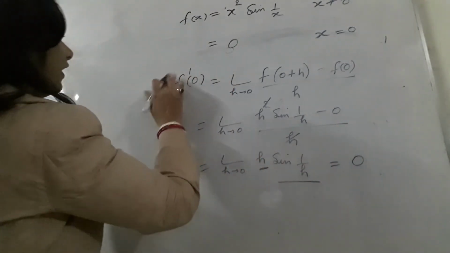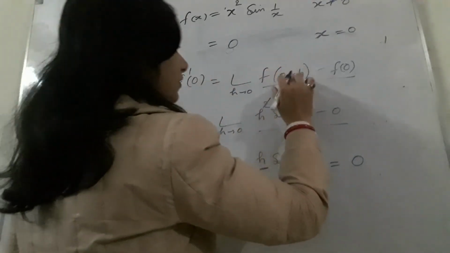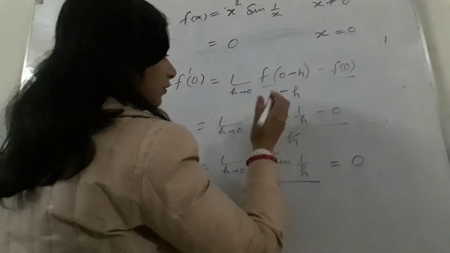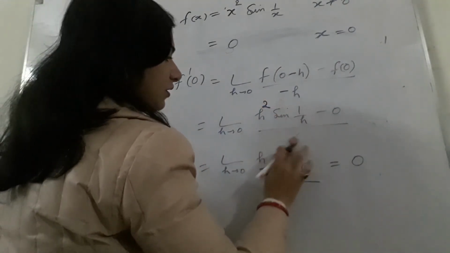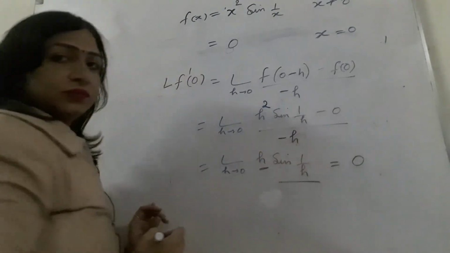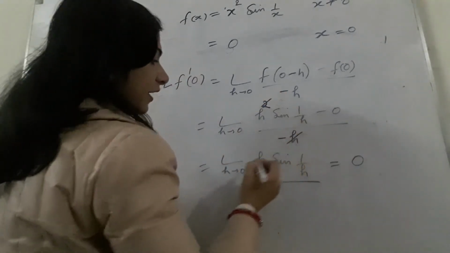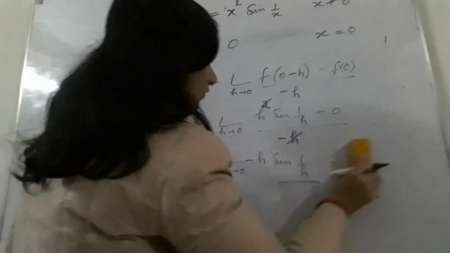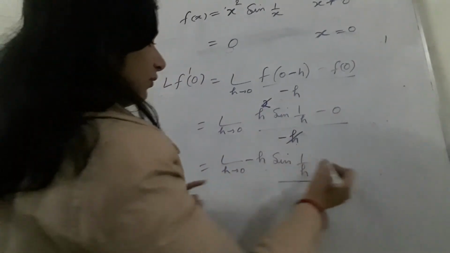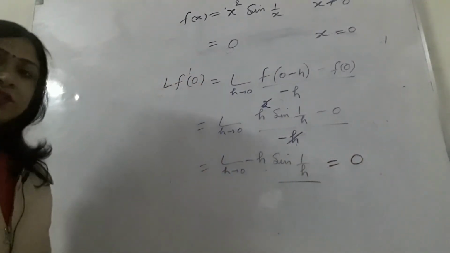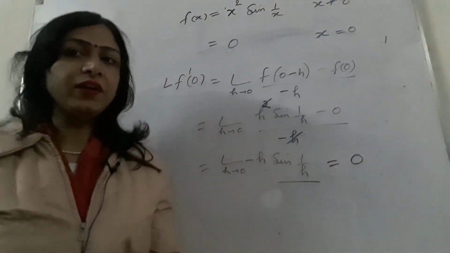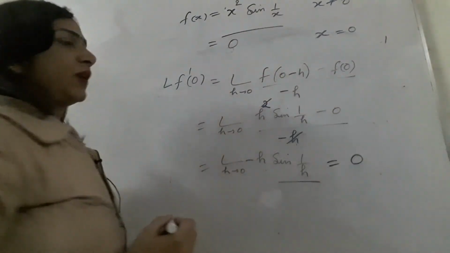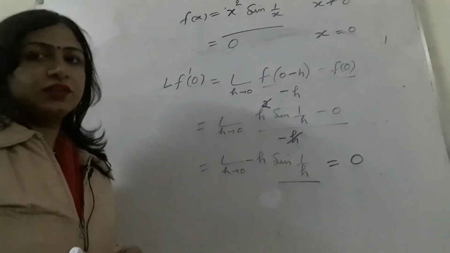Similarly, the left hand derivative Lf dash 0 is equal to f of 0 minus h minus f of 0 upon minus h. It will also become equal to h square sine 1 upon h upon minus h. Now, cancelling this, we get minus h sine 1 upon h. But when we multiply sine 1 upon h with h tending to 0, we will also get 0. So here we see that both the right hand derivative and left hand derivative exist and are equal. So we can say that the function x square sine 1 upon x is a differentiable function.